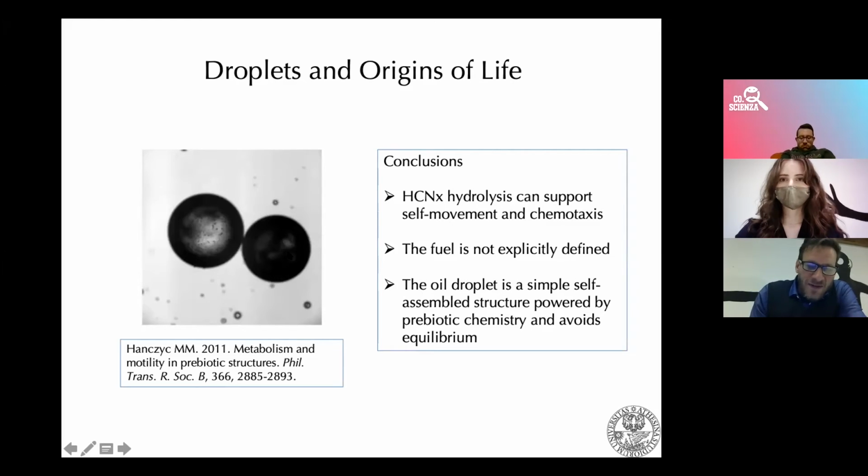Well, when we did this experiment, we made this HCN polymer and we didn't purify anything. We just took whatever was in that black tube and mixed it up with our oil droplets and did the experiment. So we didn't do any purifications. There's no fractioning of any of these products. They're all in there. And so the droplet kind of has to sort itself out. If it's going to move, it has to figure out how to sort out its own chemistry in order to actually move in the system. And so I think this is interesting because the oil droplet is then a simple, self-assembled structure, powered by this potentially prebiotic chemistry, that is interesting because the structure itself is avoiding equilibrium, again, like living systems do.